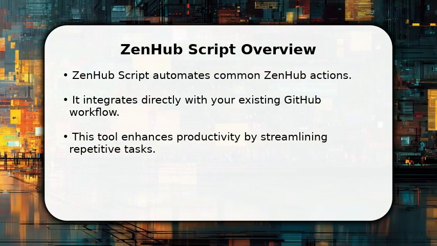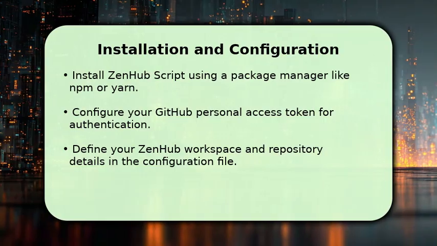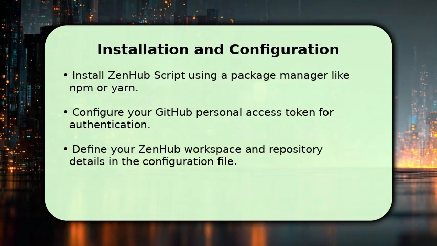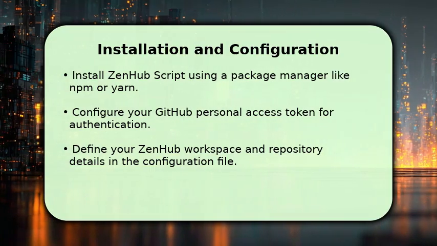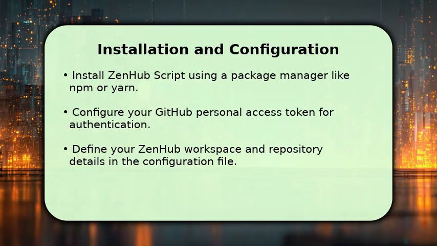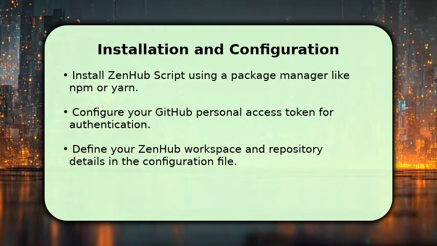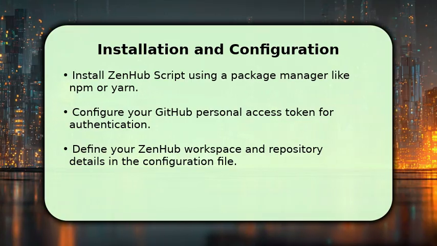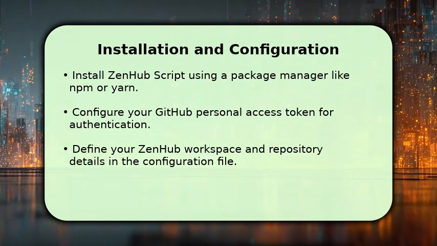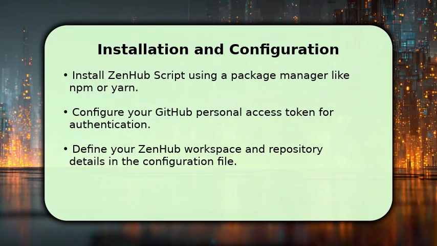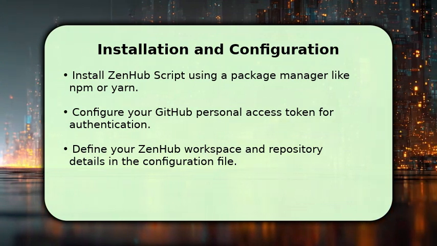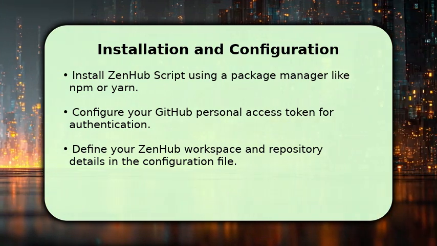your development team. To get started, the installation process is straightforward, typically involving a package manager like npm or Yarn. Once installed, you'll configure your GitHub personal access token to authenticate with ZenHub. This secure token grants the script necessary permissions. Next, define your specific ZenHub workspace and repository details within a simple configuration file. This setup usually takes just a few minutes, preparing you to automate your first task with ease.